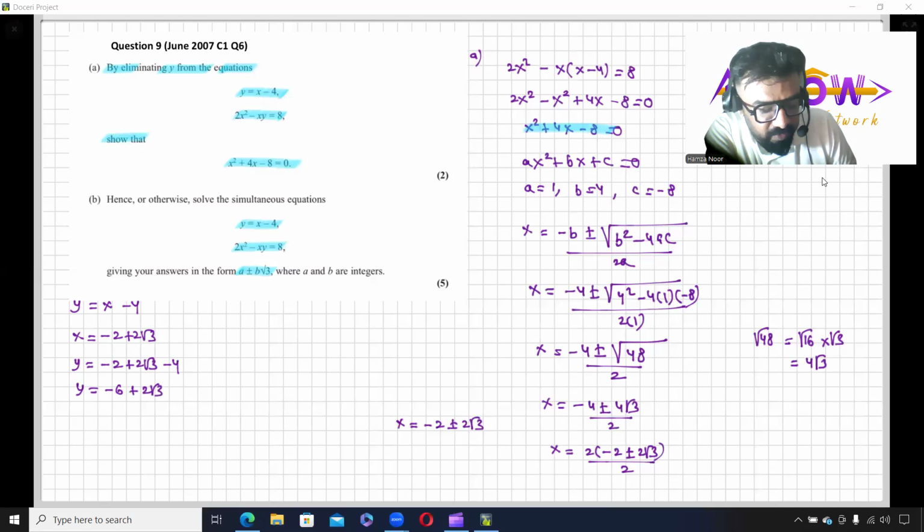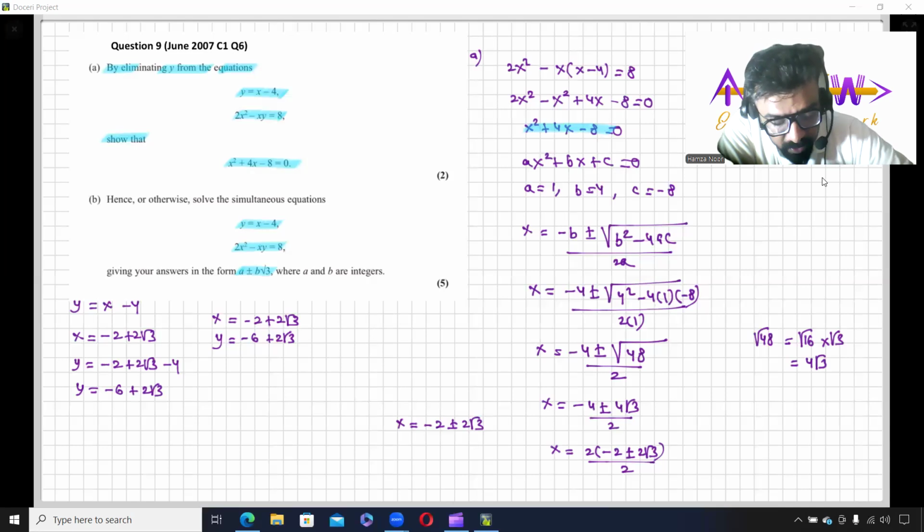Okay, so y will be equal to minus 6 plus 2 root 3. So one solution for your simultaneous equations is x equals minus 2 plus 2 root 3, and y equals minus 6 plus 2 root 3. So here we can say that when x equals minus 2 plus 2 root 3, the corresponding y coordinate is minus 6 plus 2 root 3.